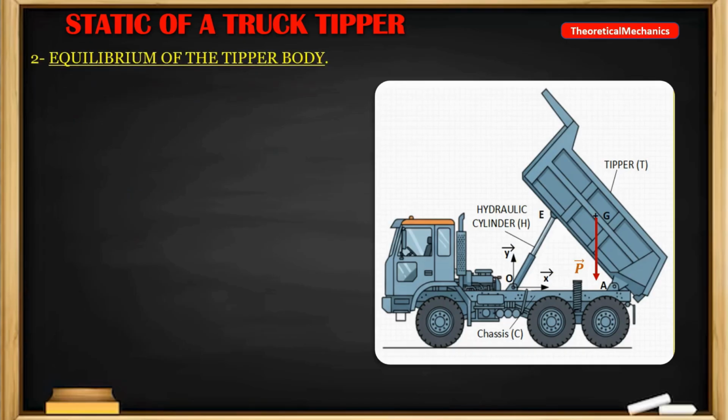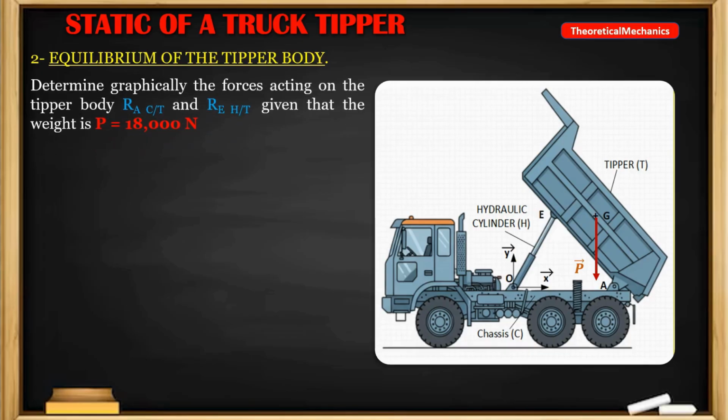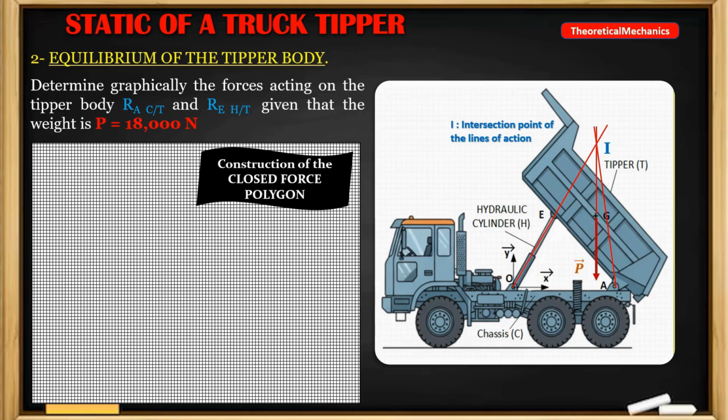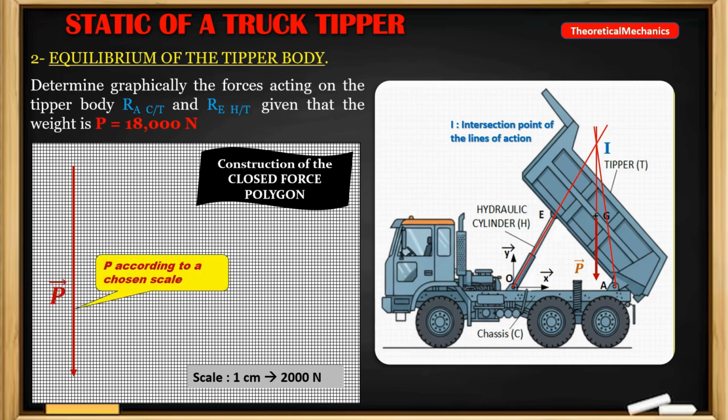Let's now move on to the expected graphical solution. To begin, we draw the directions of the three forces acting on the tipper, which must meet at a point of intersection I. First, the weight, then the reaction force of the hydraulic cylinder, and finally the reaction force of the chassis. These directions are used to construct the closed polygon diagram.